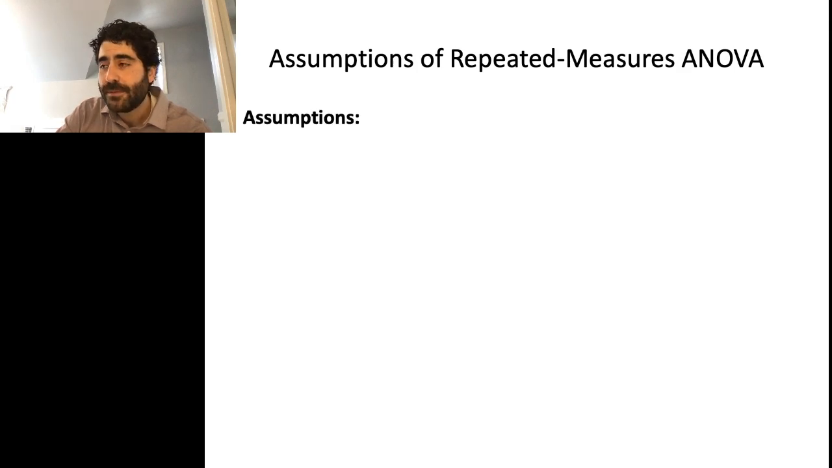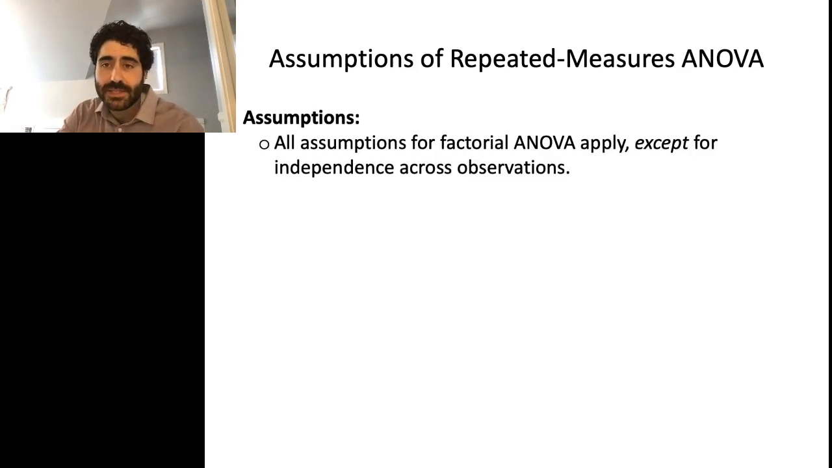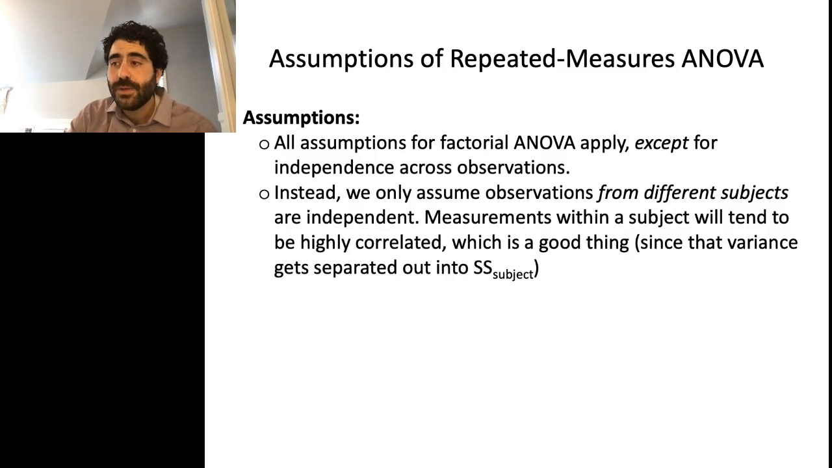So repeated measures ANOVAs have basically the same assumptions as factorial ANOVAs, except that now our observations are not all independent, right? So we're getting multiple measurements from the same subjects here. And so instead, the assumption here is that different subjects are random independent samples from the pool of all subjects. But we're not assuming that measurements within a subject are going to be independent. And in fact, they're not going to be independent, right?